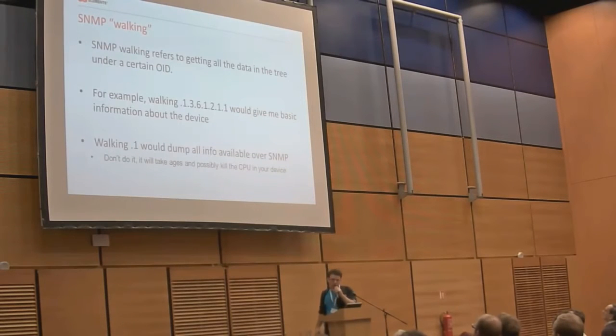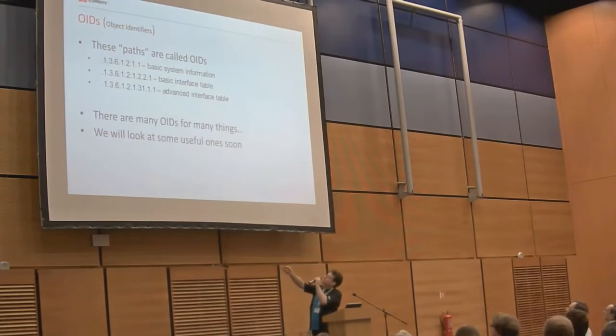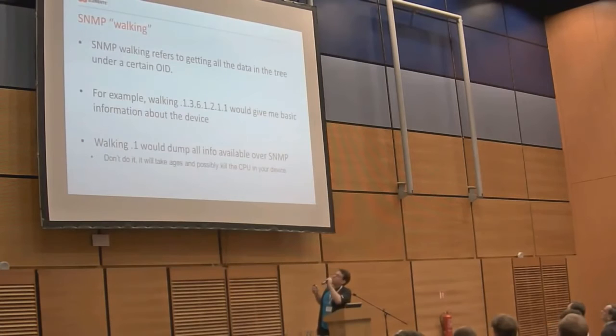One more thing I would like to explain is SNMP walking. SNMP walking refers to getting all the data in the tree under a certain OID. If you imagine the tree structure, under this OID there can be more information, more leaves, more branches of the tree. So if I say that I'm doing an SNMP walk, I'm referring to getting all the information under the specific OID inside of the SNMP tree.